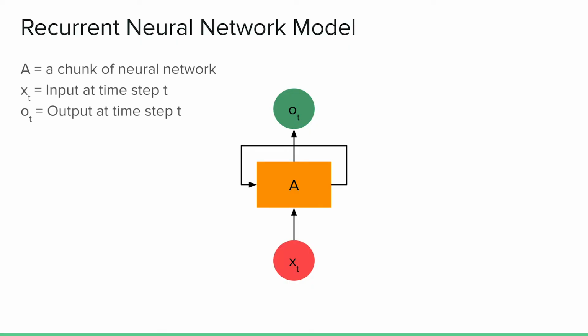So what happens? We get an input X at a certain time step T. We process that in a chunk of our neural network, marked as A here, and then we produce an output. And that output is fed back into that network, so at the next time step we can access that information from the previous step.